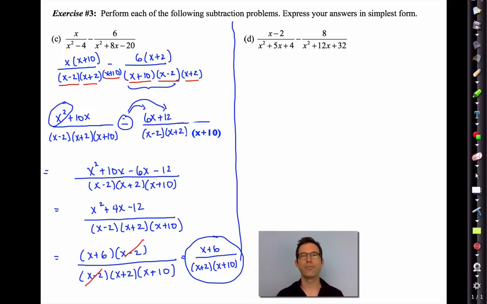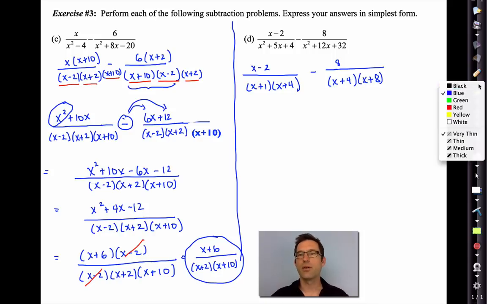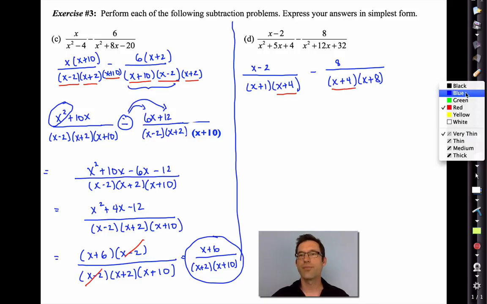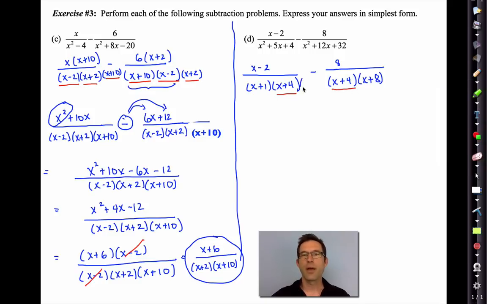All right, let's go through it step by step. Okay. First denominator factors as x plus 1 times x plus 4, minus. Second denominator factors as x plus 4 times x plus 8. All right, let's take a look. They already have a common x plus 4. So no worries.